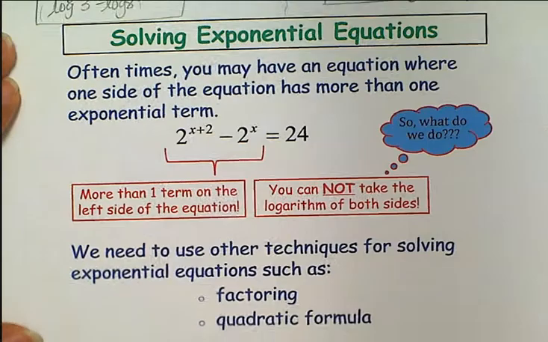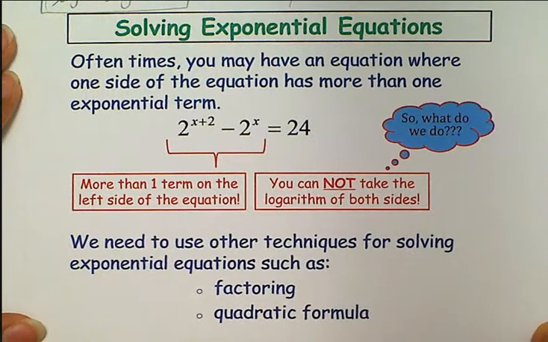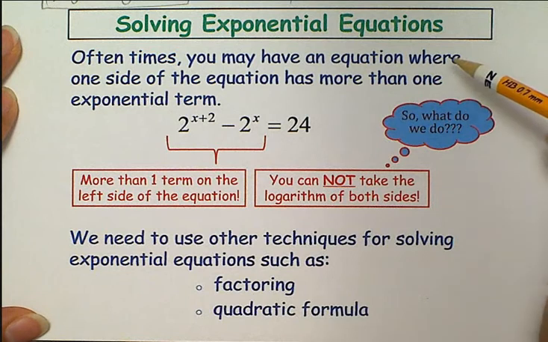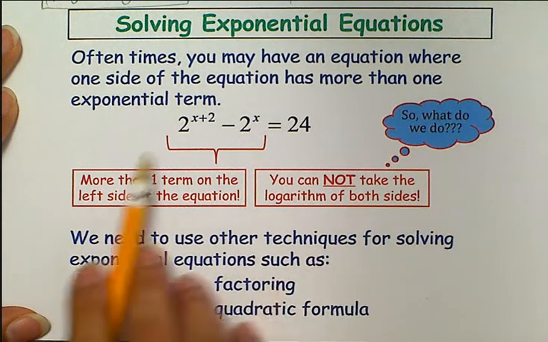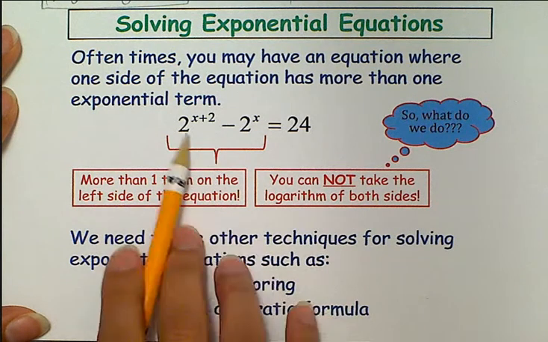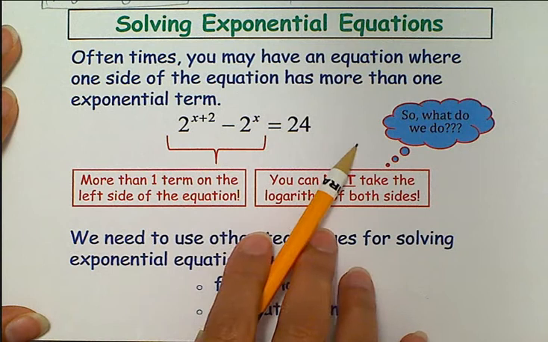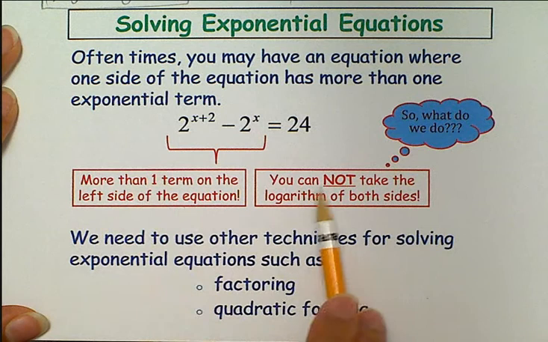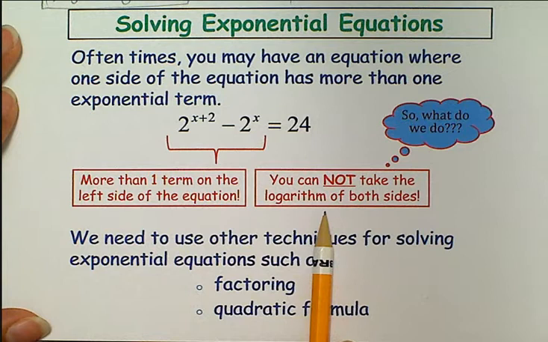Okay, so those are some easier examples of solving exponential equations using logarithms. But what happens is, oftentimes you may have an equation where one side of the equation has more than one exponential term. So here's an example where the left-hand side has 2 different terms and the right-hand side has one single term. Now, because there's more than one term on the left side of the equation, you cannot take the logarithm of both sides. You can only find the logarithm of both sides if you have a single term on the left side and a single term on the right-hand side. So, what do we do?